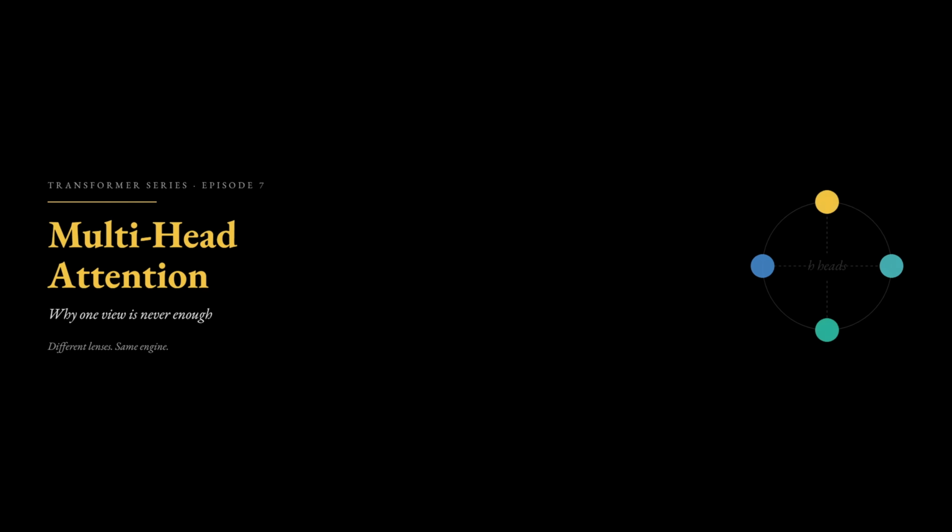Welcome back to the Transformer series. In the previous episode, we built scaled dot-product attention from the ground up. We had queries that ask what each position is looking for, keys that describe what each position contains, and values that carry the actual content to be mixed. We computed similarity scores, applied softmax to get weights, and produced a weighted combination of values.